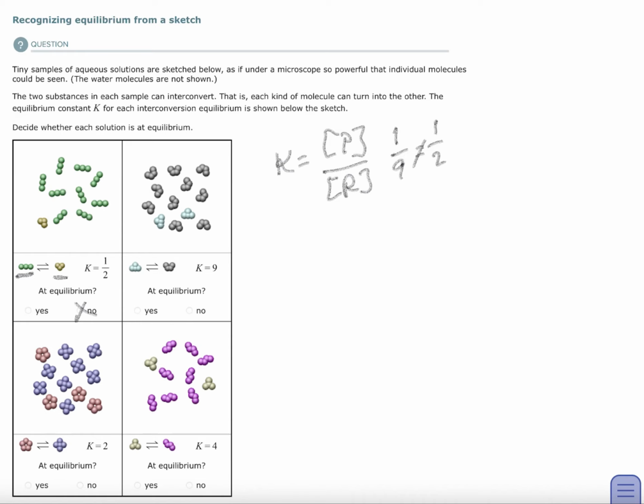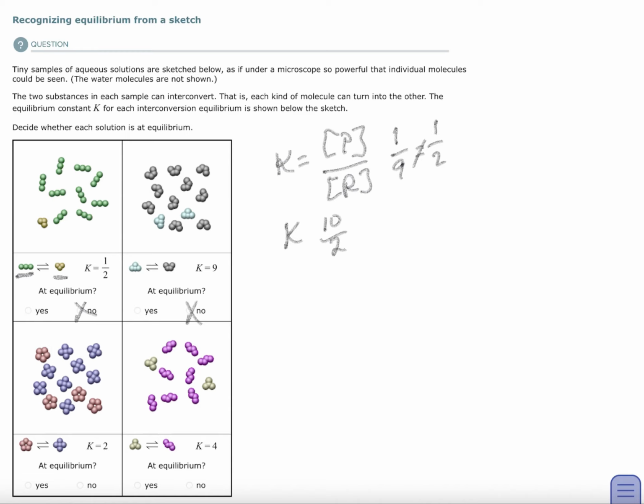In the second one, I've got my products as 1, 2, 3, 4, 5, 6, 7, 8, 9, 10. So my products are going to be 10 and my reactants are going to be 2. So 10 divided by 2 is 5. They are saying that it should be 9. Well, 9 does not equal 5, so this example is just not at equilibrium. Okay, let's look at the third example.